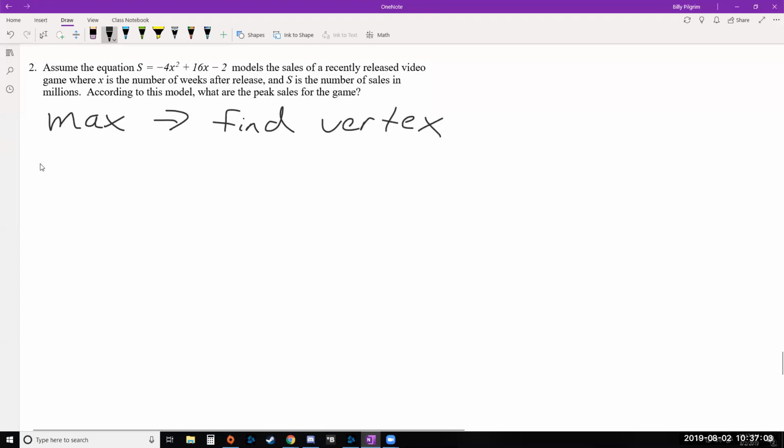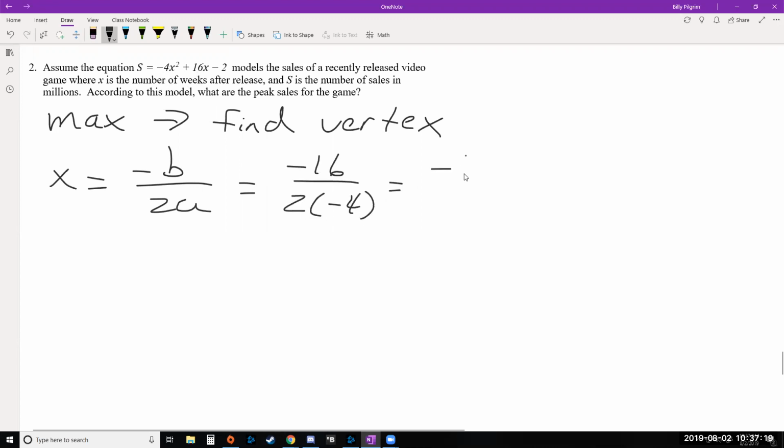Okay, so if we want to find the vertex, we need to use our vertex formula, minus b over 2a. Notice in our equation, b is 16 and a is negative 4. So we'll have minus 16 over 2 times negative 4, which we get minus 16 over minus 8, positive 2.